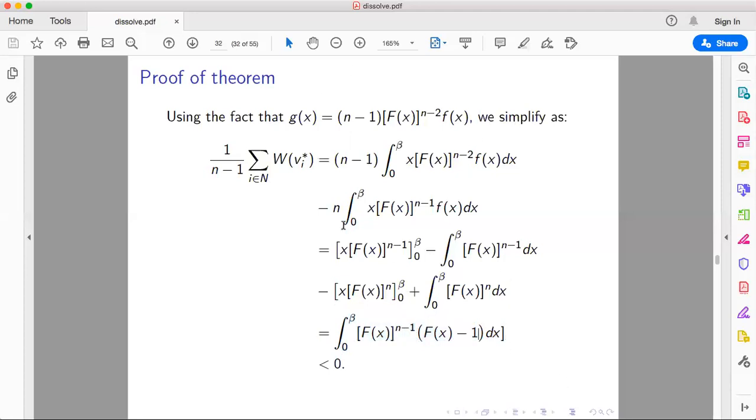So these algebraic manipulations, I'm not going through them, but you can verify. They just involve some integration by parts to simplify things, but you can do it, and basically you get to a term like this, and this is always less than 0 because fx is strictly less than or equal to 0.